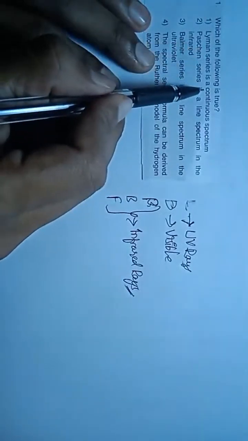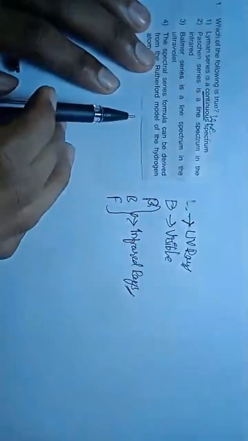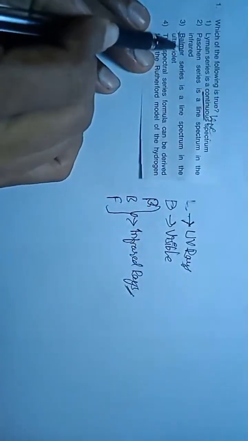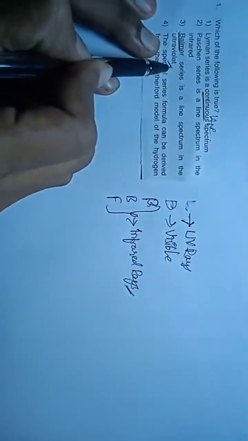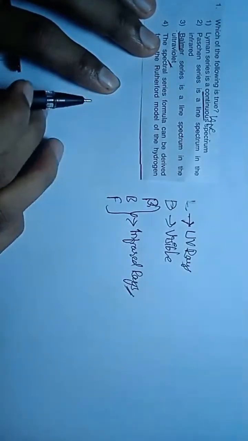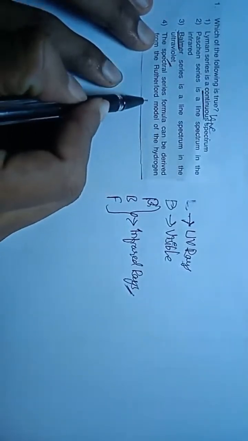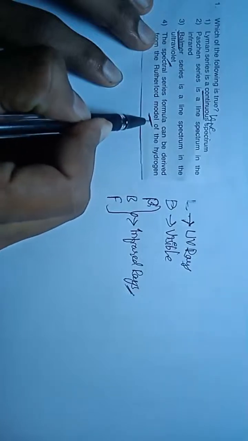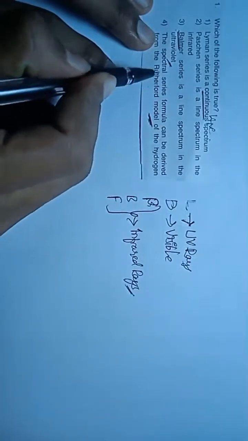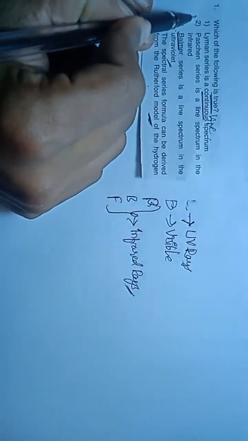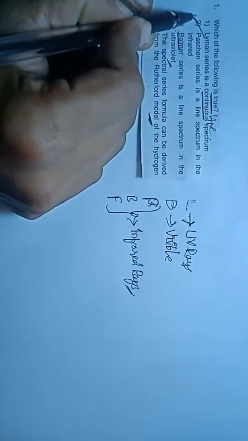Whereas in the first option they have given continuous spectrum. No, Lyman series lies in the line spectrum. Balmer series is given in the ultraviolet. No, where does Balmer series come under? It comes under the visible rays. Spectral series can't be derived from Rutherford's model of hydrogen, this is a wrong one. So the true option is the second, that Paschen series lies in the spectrum in the infrared rays.